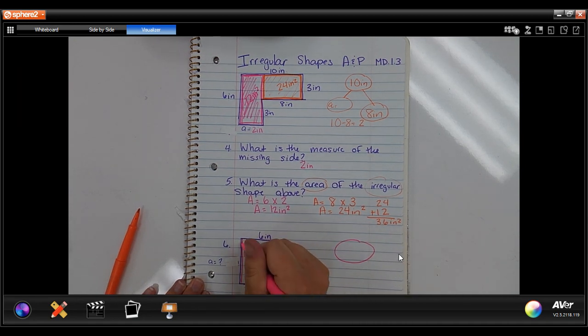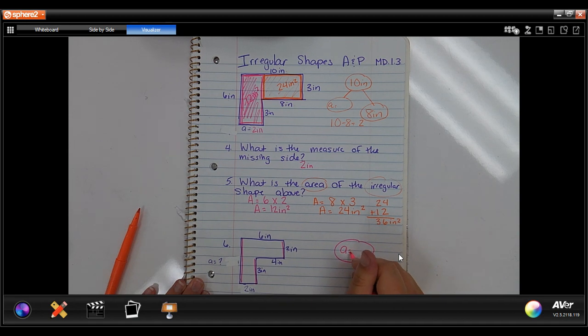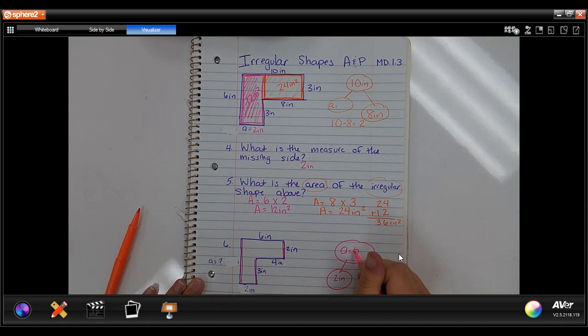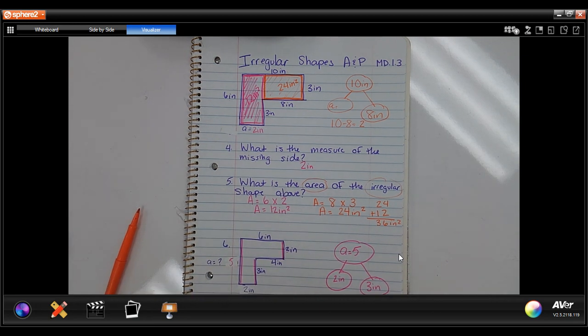So this time I don't know what my big one is. So that's A equals something. I know that this width is 2 inches, and that this one is 3 inches. So 3 plus 2 is 5, so this side must be 5 inches.